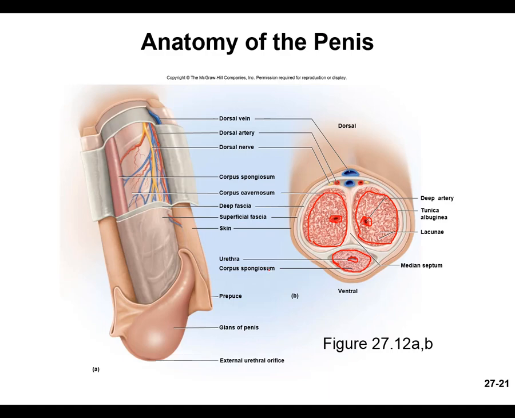Now, if we're looking at the external portion of the penis, then we can also see the glans of the penis, which is right here, and the external urethral orifice, and then we have what's called the prepuce. And this is a little bit of extra skin. So when somebody is circumcised, they will remove this skin folding. And so that is loosely attached, which allows for expansion of the penis.